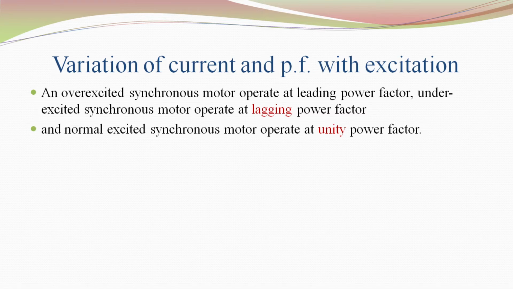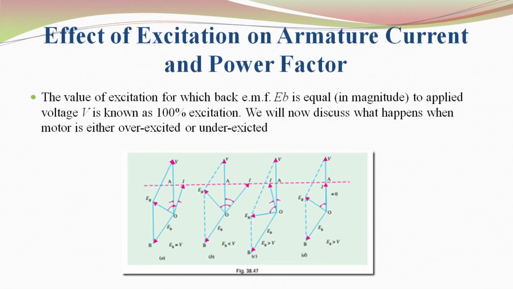So there are 3 types of excitation: overexcited, under-excited and normal. When the motor is over-excited, it will be operating at leading power factor, for under-excited the motor will operate at lagging power factor, and for normal excitation the synchronous motor will operate at unity power factor. So, the effect of excitation on armature current and power factor.